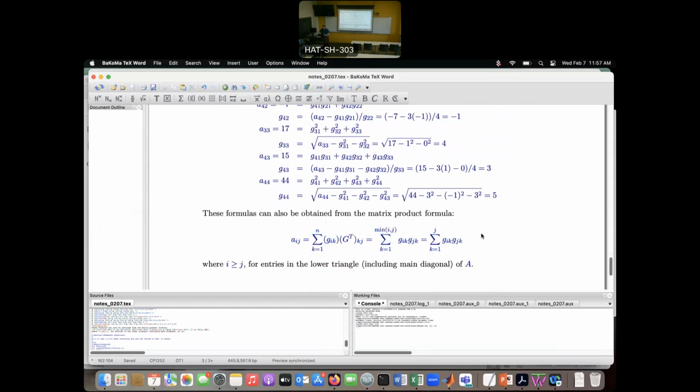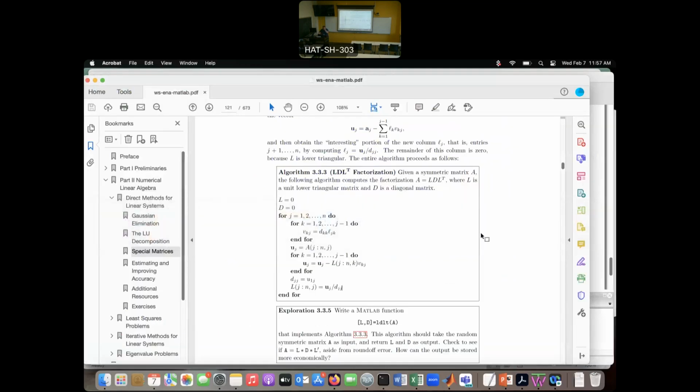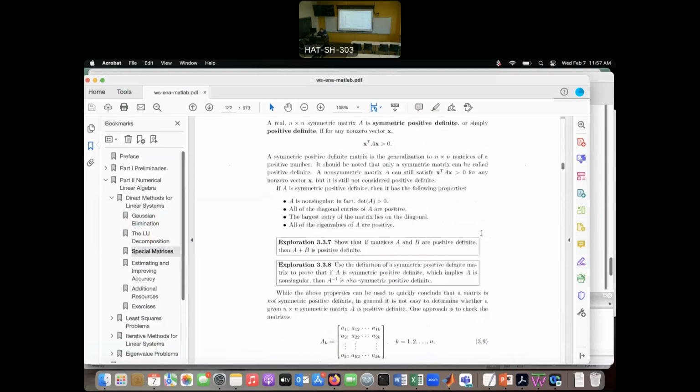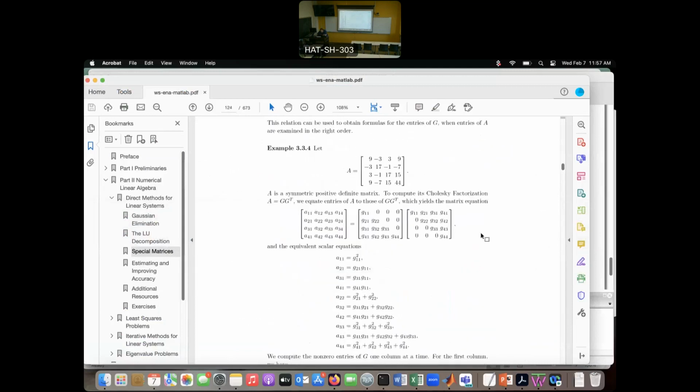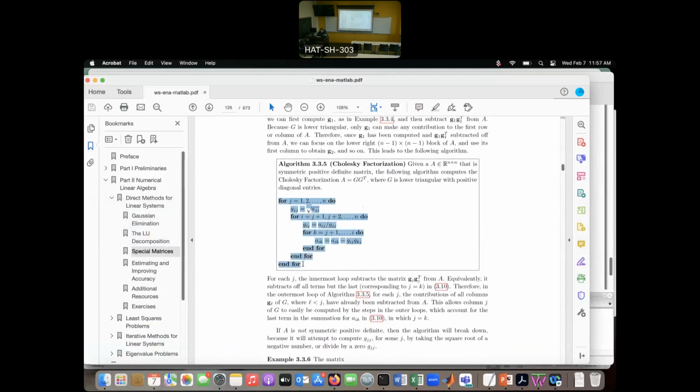One thing I want to show you is the version of the algorithm that's in the text. It's a little different. Okay, so here's a Cholesky algorithm here. There is an exploration where you implement this. I just don't remember if I've assigned it, but I think I have. We'll find out. And here you see the square roots to get the diagonal entries.